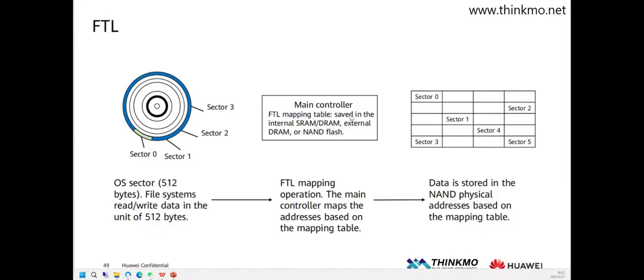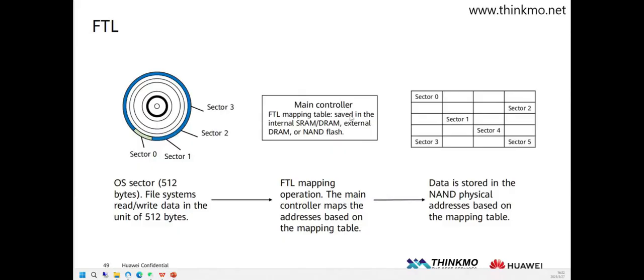Its storage location has multiple options. It can be stored in our internal static random access memory, or in dynamic random access memory, or it can be placed in external flash memory chips. Basically, it can be placed anywhere, and that doesn't have much impact. The main function is to map our physical addresses and logical addresses according to the addresses in our mapping table. That's its role.